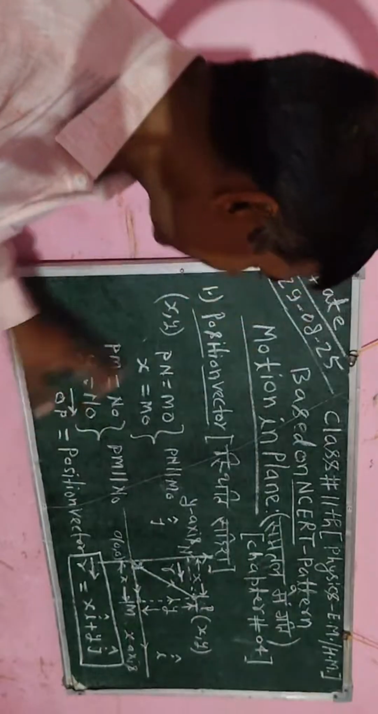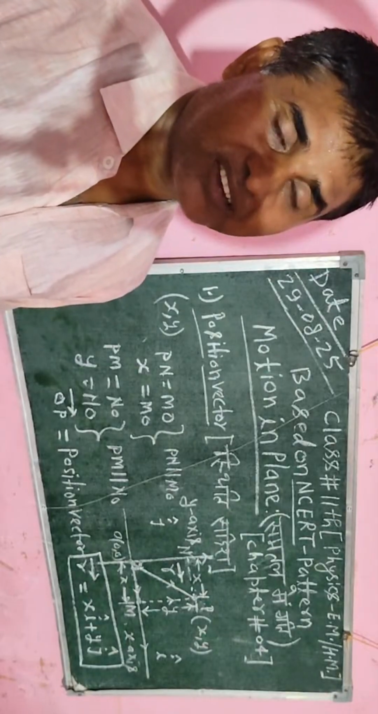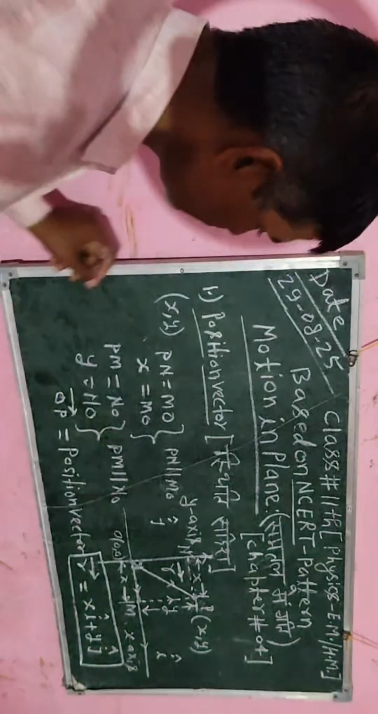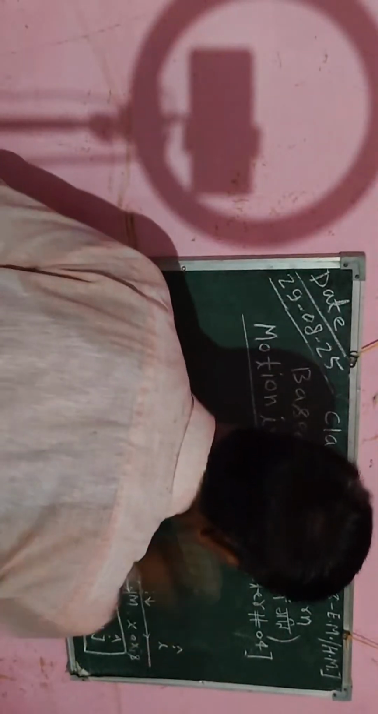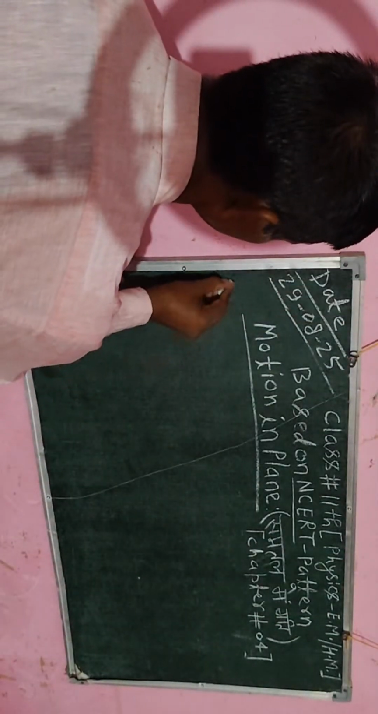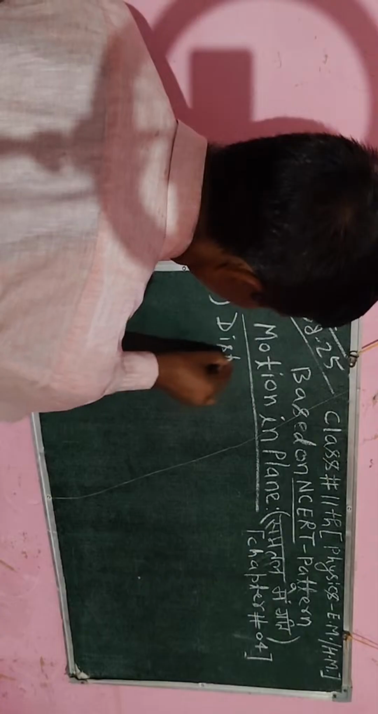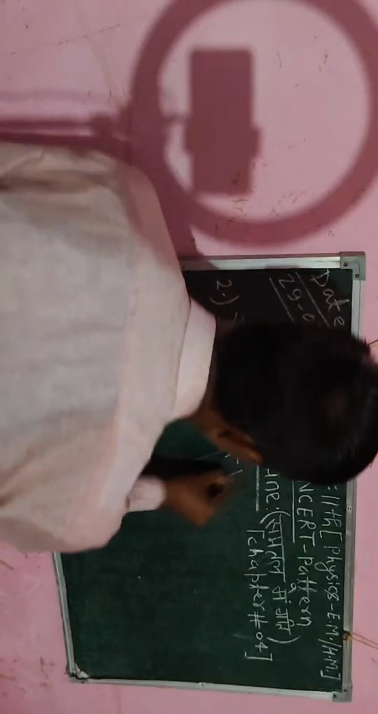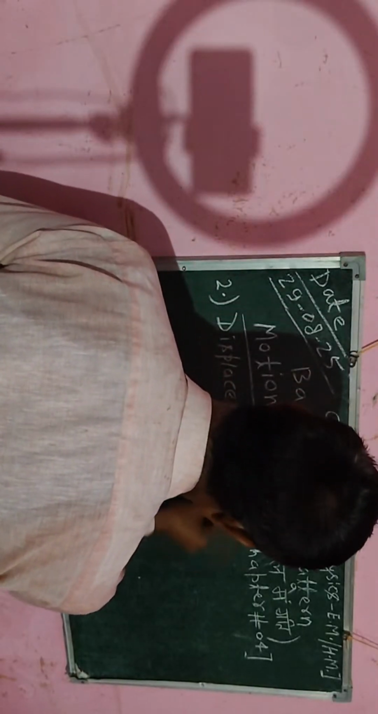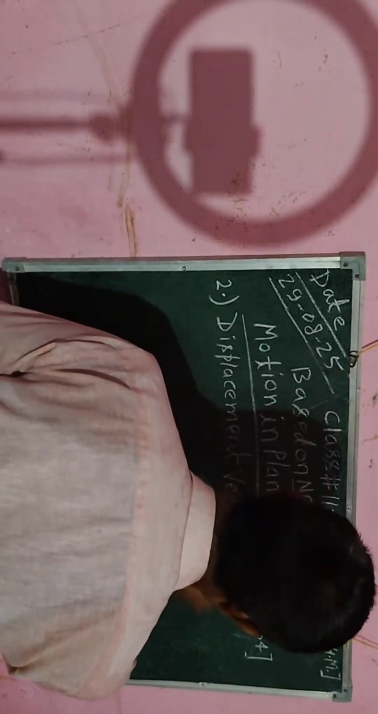So positively I am going to erase, and after erasing I will explain about the concept of displacement vector, that is विस्थापन सदिश. Okay, you follow it positively. Now second point I will explain here, displacement vector. Here I have to write displacement vector, that is विस्थापन सदिश.